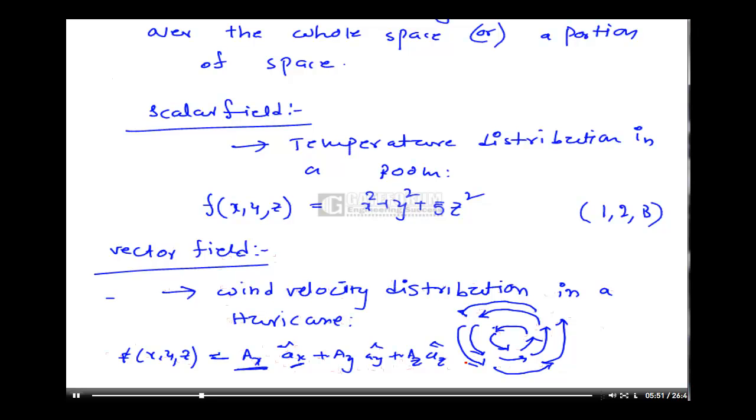So the important thing here is field. The meaning of a field is nothing but the distribution of a quantity in space, in a particular region or along the entire space. Depending on whether it is a scalar quantity or vector quantity, we can know whether it is a scalar field or a vector field. So a field is nothing but distribution in space of any quantity, either time dependent or time independent.